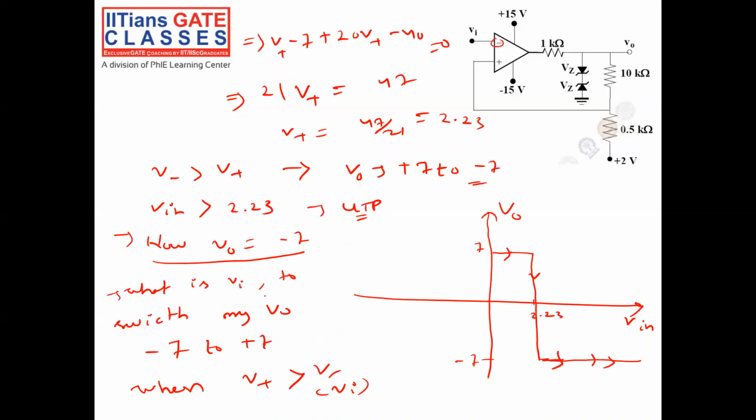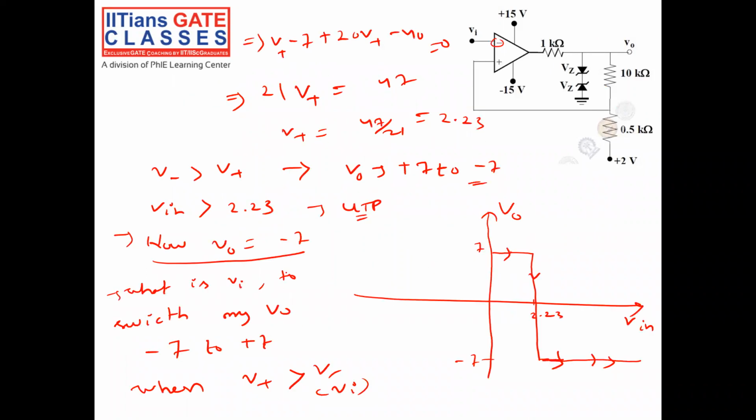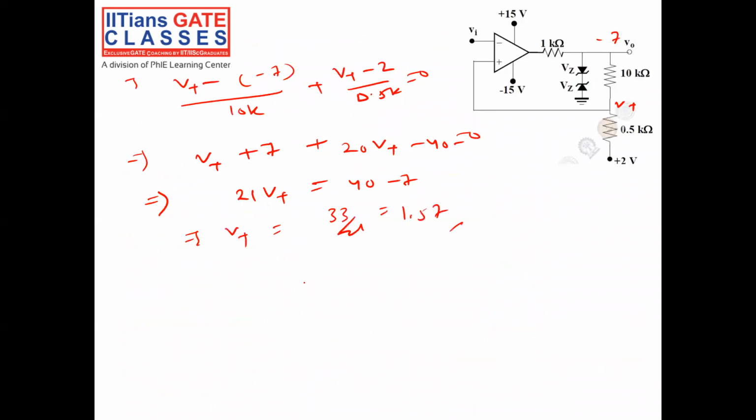When my output switches to minus 7, at that point my V positive is 1.57. What is the condition for switching my output from minus 7 to plus 7? My V positive should be greater than my V input. So V positive, 1.57, should be greater than V negative, and V negative is V input here. So VI should be less than 1.57. Then only my output will switch from minus 7 to plus 7.